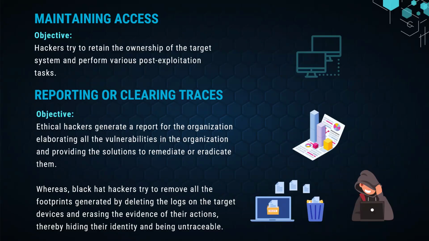So basically, we are learning both the divergent paths. As a pen tester, you need to know how to report the vulnerabilities and tell them what are the solutions to remove those vulnerabilities. On the other hand, as cyber criminals, we learn how to remove the evidence of the actions. So basically, what logs are they deleting? How are they erasing their actions? How are they hiding their identity? That's what we'll be covering in the clearing traces part.